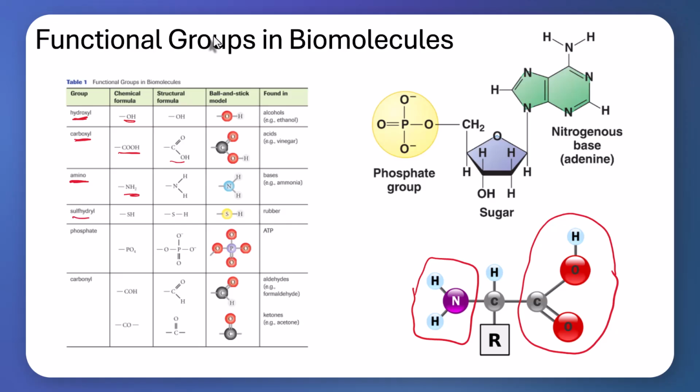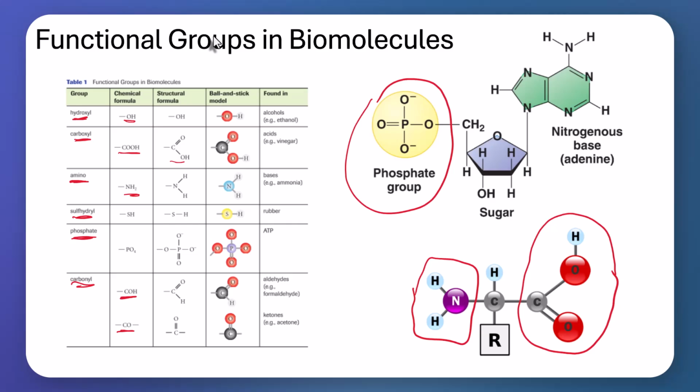Sometimes you'll see a sulfhydryl. Sometimes you'll see a phosphate group. This is a phosphate group, PO4. Carbonyl group, COH, and a CO group. Those can be found throughout biology as well. These are some common functional groups you'll see repeated a lot in biomolecules that we see throughout the biology syllabus.